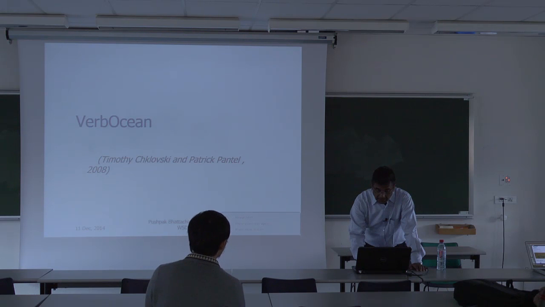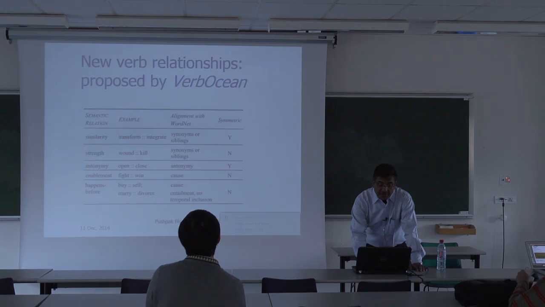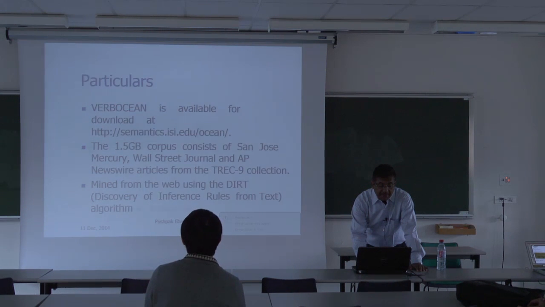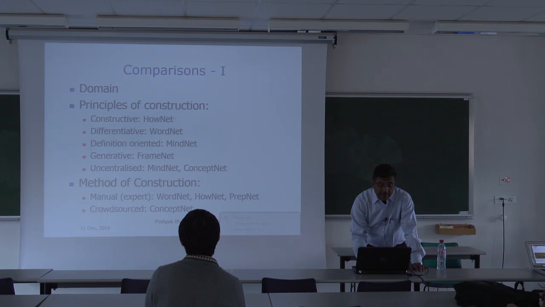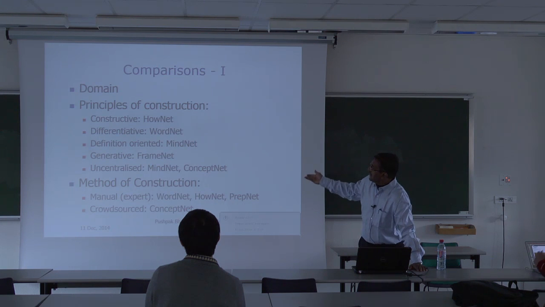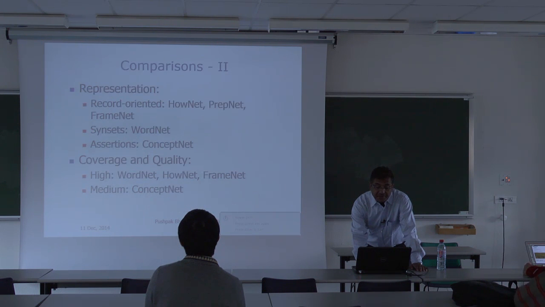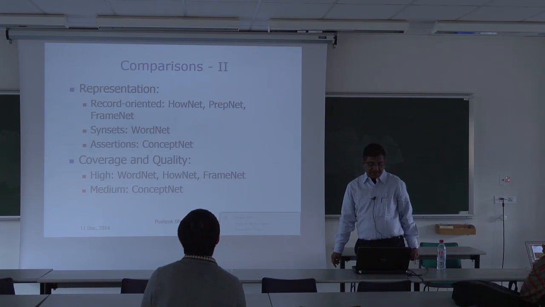Okay, so on verbs there is a lot of work going on. VerbOcean is one of the recent resources, and it adds new relationships for verbs. And I would like to say that when you compare lexical resources, we find constructive, differentiative, definition-oriented, generative, uncentralized. Then they are differentiated on method of construction, on representation, and on coverage and quality. I will leave these slides, of course, and hopefully this will be useful. Okay, thank you.